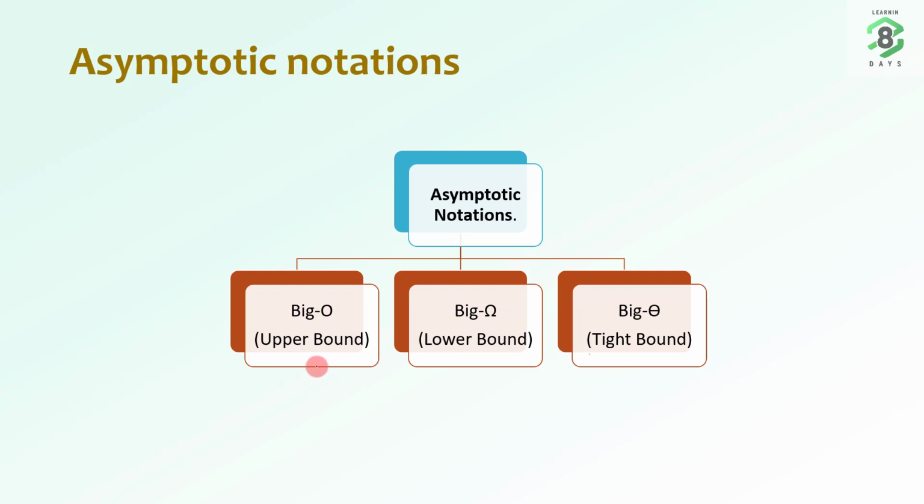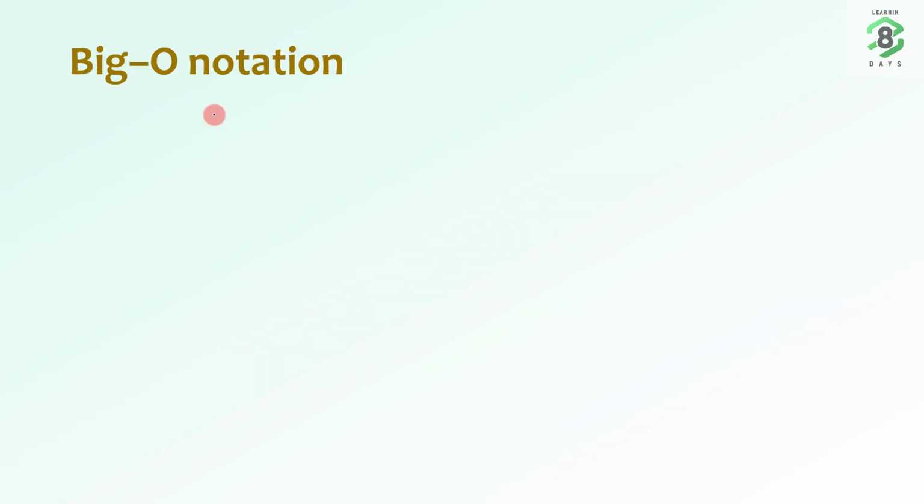We have three well-known notations. The first one is called big O notation, then big omega notation, and big theta notation. We'll learn all these three notations one by one. Let us consider we have an algorithm A, and we are going to plot the running time of the algorithm A in this graph. On the x-axis, we consider the number of inputs, and on the y-axis, we consider the time taken by the algorithm to execute.